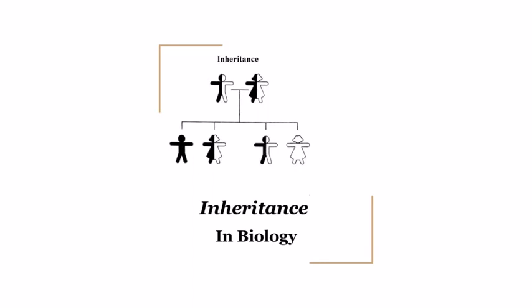And this embryo embeds in the uterus wall, and slowly it grows, forming different organs. After nine months, the child comes into the world and grows up slowly by mitosis.